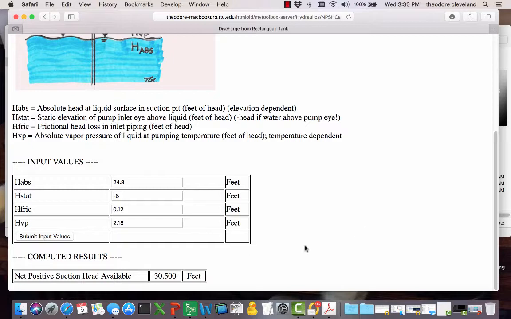Okay, so the 3,000 gallons per minute, that portion of it is actually important for calculating the frictional loss term. All right, so now you have a tool to calculate net positive suction head available as necessary, so that you can check your work whenever you need to.